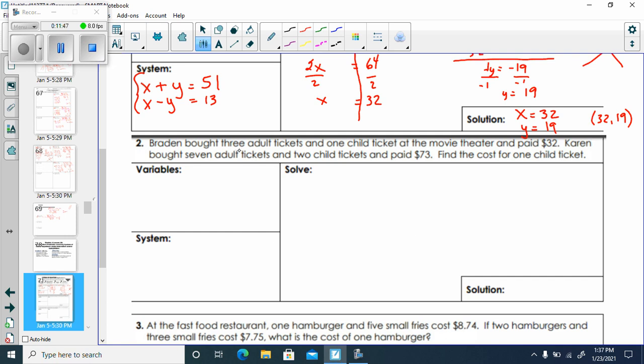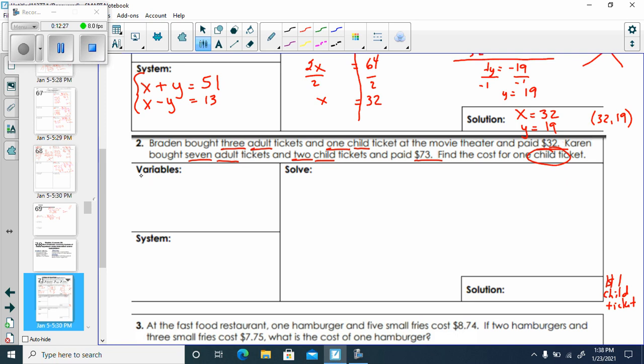Braden bought 3 adult tickets and 1 child ticket at the movie theater, and he paid $32. Notice how we're underlining the words that are important in here. Karen bought 7 adult tickets and 2 child tickets and paid $73. What is the cost for 1 child ticket? So see, the solution is going to be the cost for 1 child ticket. See, I'm making myself notes as to what it's telling me here.